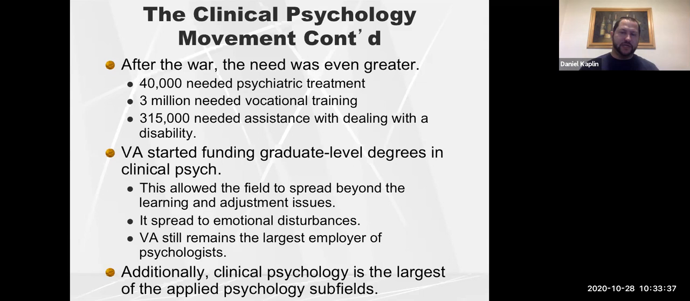Once the government starts putting money into psychology, now the field of clinical psychology can shift away from just ADHD, learning disorders, adjustment problems, and really address the full spectrum of psychological disorders. Right? And today the DSM has over 400 conditions. So the VA is very responsible for enhancing the value of a psychology degree. Now, a little bit of a fun fact. The Veterans Affairs or VA remains the largest employer of psychologists even to this day. Every VA has psychologists, right? Because many times veterans come out not the same way they went in. So we need support for our soldiers, our vets.